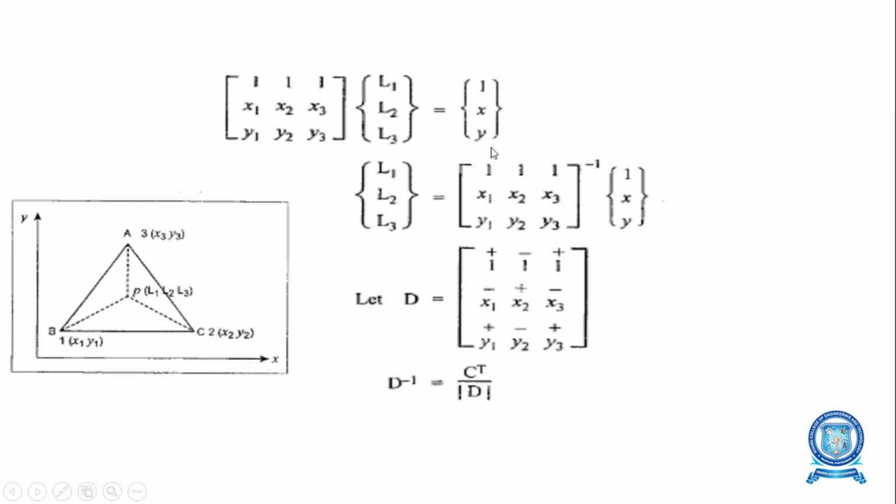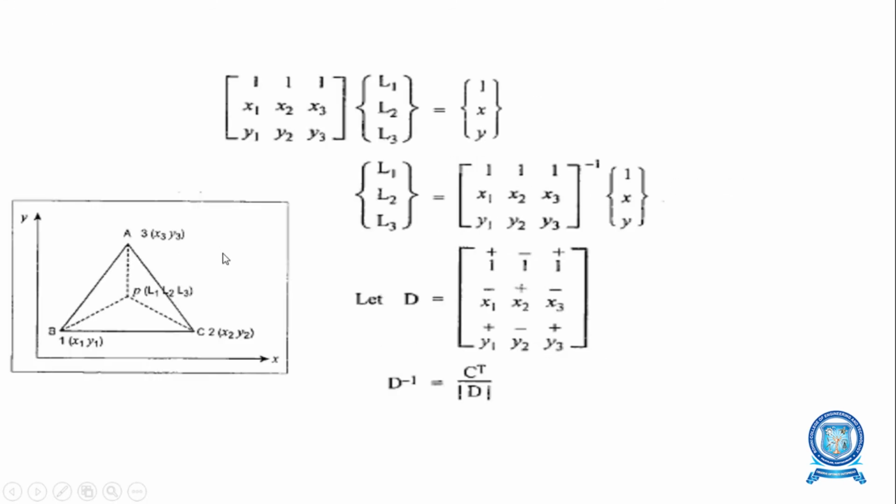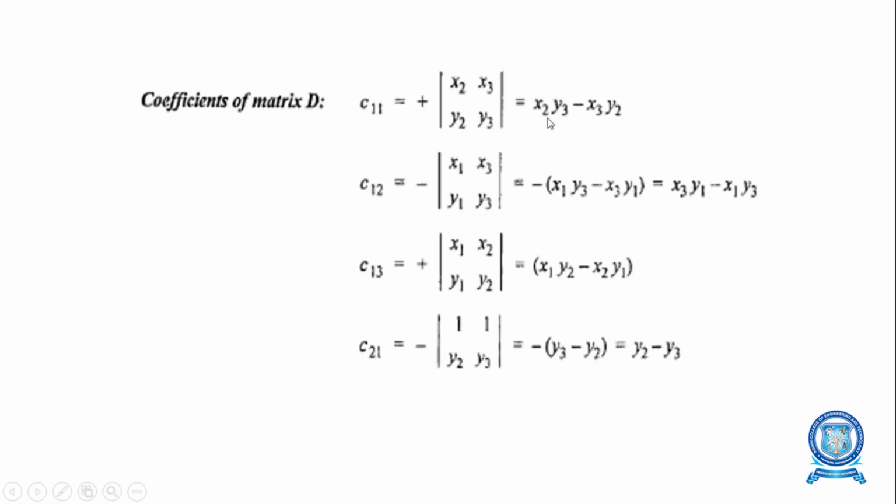Now we are taking this matrix as D. So D is equal to 1, 1, 1, x1, x2, x3, y1, y2, y3. So D inverse is equal to C power T by determinant of D. So what are the coefficients of matrix D? Now we are considering C11. For C11, the coordinates are x2 into y3 minus x3 into y2.